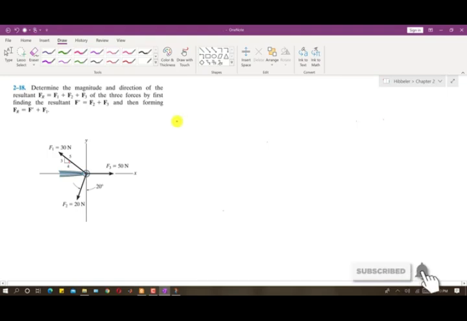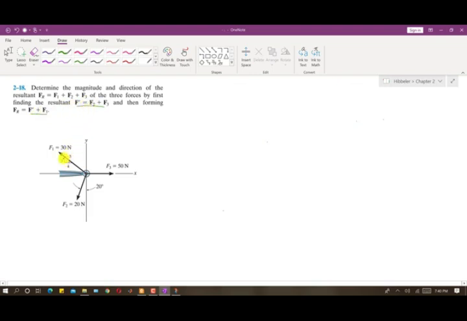Now I am going to solve this problem 218. In this problem it is said that determine the magnitude and direction of the resultant Fr, which is equal to F1 plus F2 plus F3. So we have to find the resultant of these three forces, and it is said that find the resultant by first finding the F dash resultant of F2 and F3, and then forming F dash plus F1, right? So we have to find the resultant in two steps.